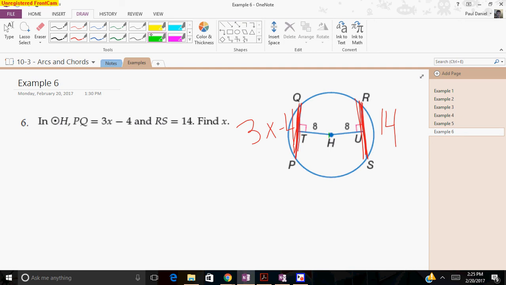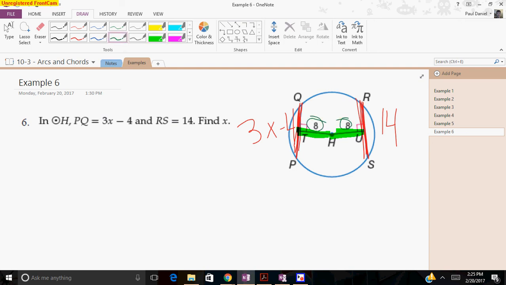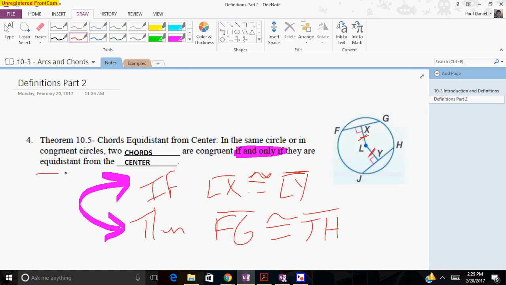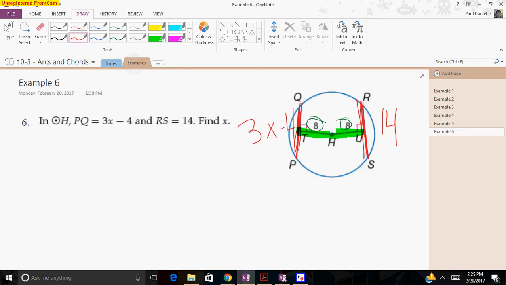On the picture, I see that there is a little line coming from H out to T that is perpendicular, and a little line coming out from H to U that is perpendicular. Those are the distance from the center to the chord, on both chords. And those two numbers that they put above them, they say they're both equal to 8. So what that means to me is that these two things are equidistant from the center. And as we just said, if we have things that are equidistant from the center, then their chords are congruent. So we can go both ways.